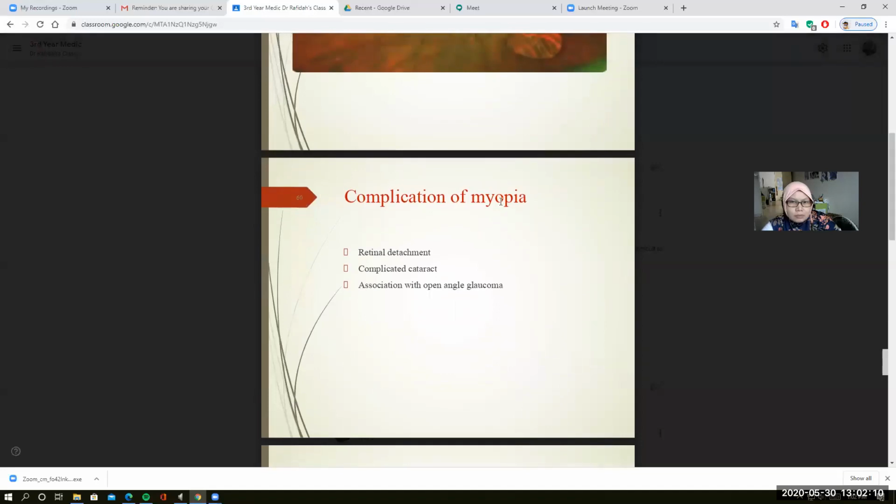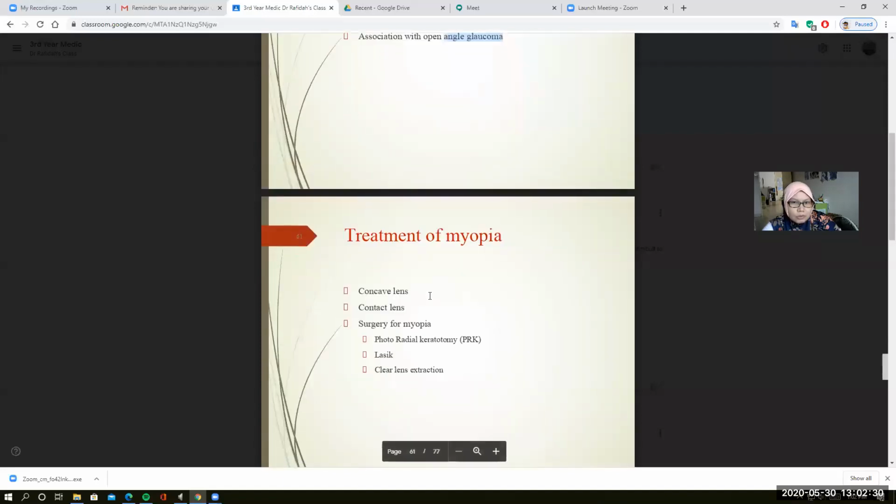Okay, so what are the complications of myopia? You can have retinal detachment. If you go into cataract surgery, the cataract surgery won't be easy. You can easily go into complication. And myopia is also associated with open angle glaucoma. So what are the treatments?